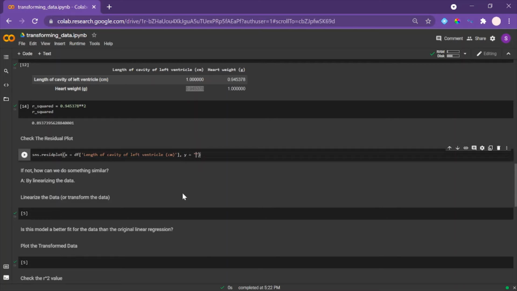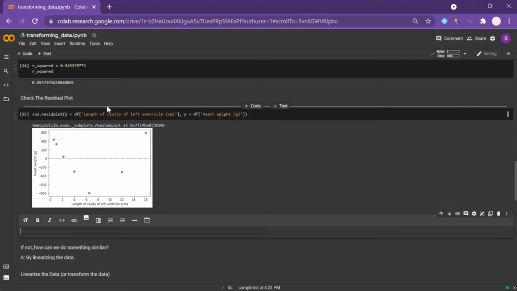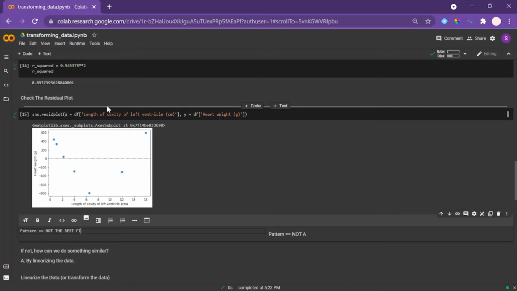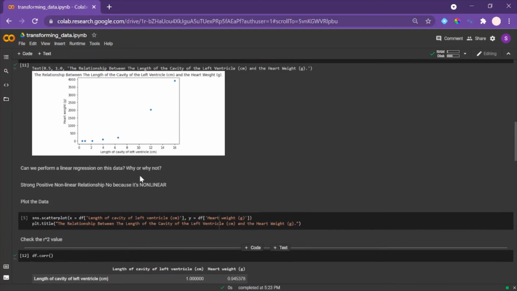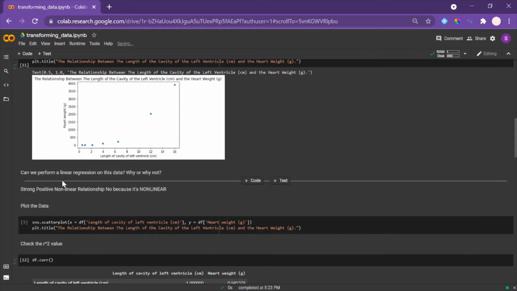And then y, data frame heart. Okay, let's plot that. All right. So now, if you take a look at the residual plot, you can see that it's a curved pattern. So here is a rule to keep in mind. If there is a pattern, it means that it's not the best fit, okay? So because there's a pattern, that means that this linear regression is not the best fit. So that's another way of knowing if we can perform a linear regression on this data.